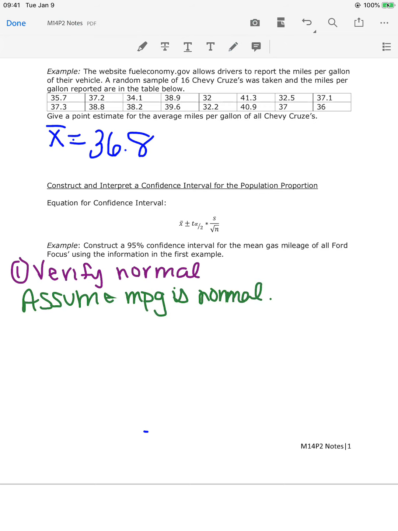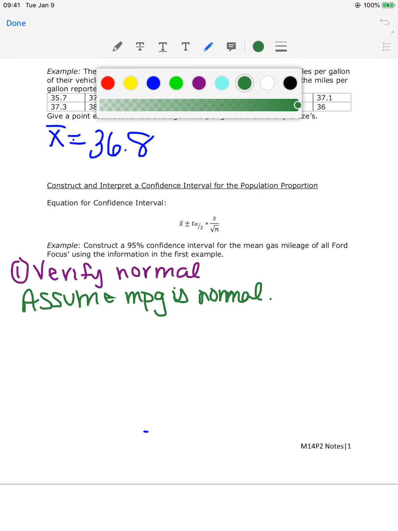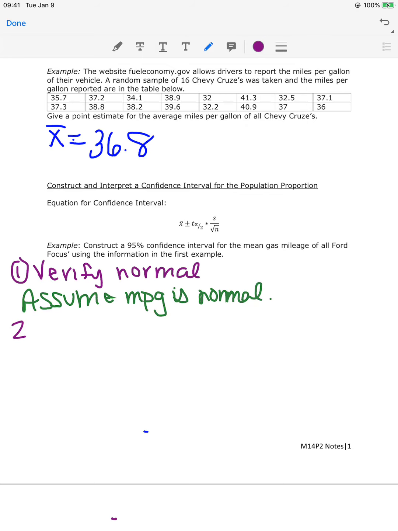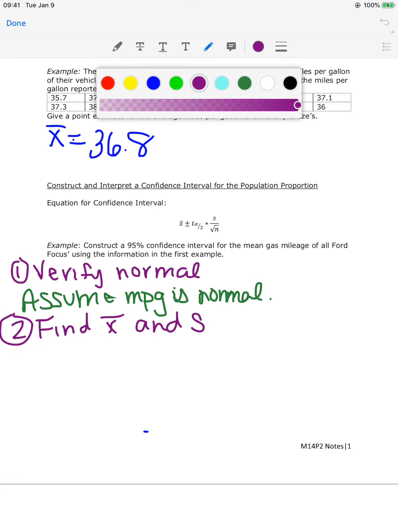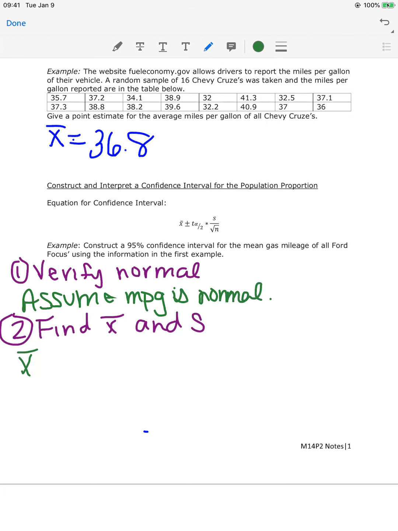All right, so verify it's normal, which we're going to pretend it is normal. Second step is to find X bar and S. So we already found X bar. That is 36.8. And then we also need to find S, which is the sample standard deviation, which is 2.9171.